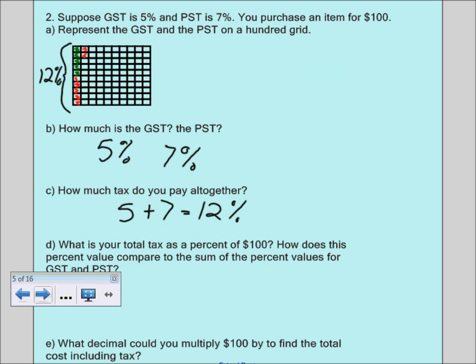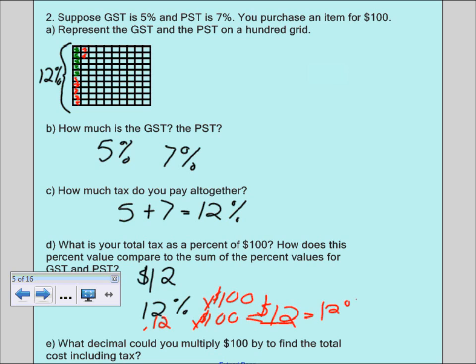What is your total tax as a percent of $100? How does this percent value compare to the sum of the percent values for GST and PST? What is your total tax? Total tax is $12, because 12% turns to 0.12 times $100 equals $12. How does this percent value compare to the sum of the percent values of GST and PST? 12 equals 12%, because we're using $100, so it's pretty easy.